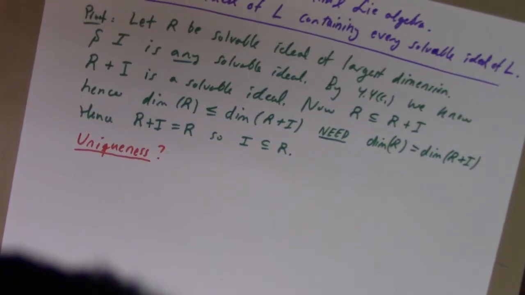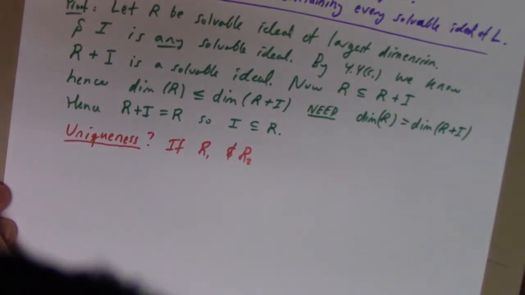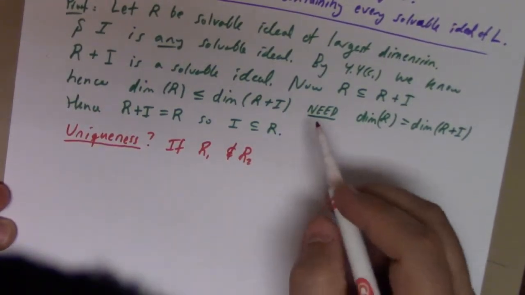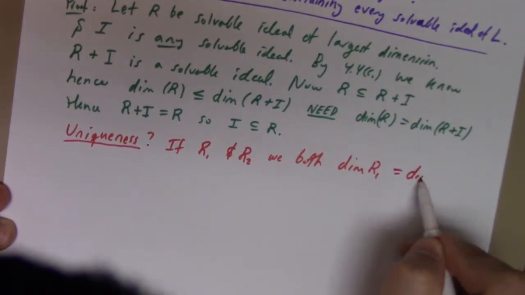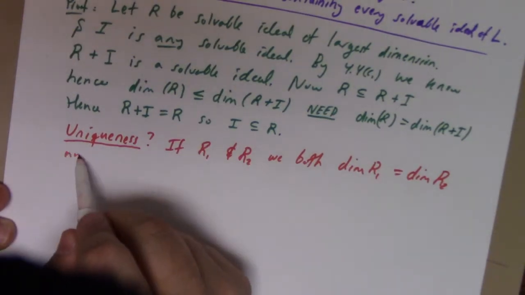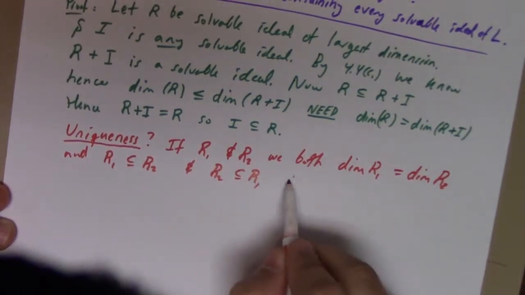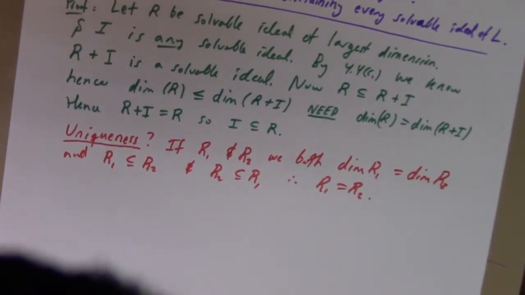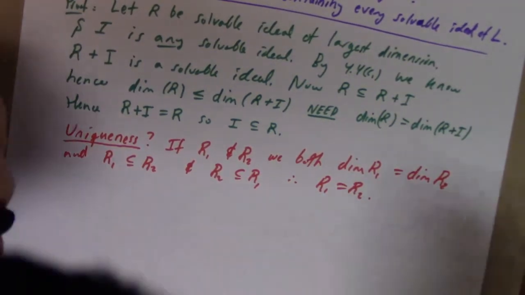Let's see here. If you had two, R1 and R2, I think it's implied when you say any solvable ideal. If R1 and R2 were both of largest dimension, then I is contained in R, and it would be the same thing. So we have dimension R1 equals dimension R2, and by our previous argument R1 is a subset of R2, and R2 is a subset of R1, so therefore R1 is equal to R2. Unique. It's kind of hidden in this argument. It's one of these things like it's obvious, so I'm not going to write it, which is fine.